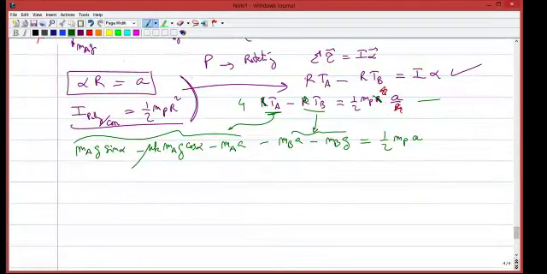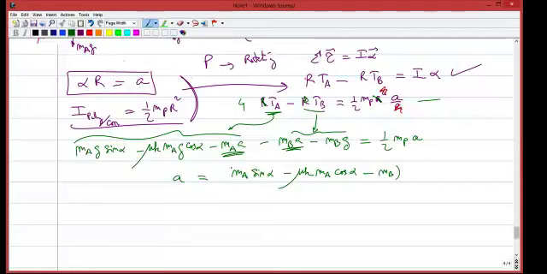Now let's solve for A. As you solve for A, move this bugger and this bugger to the right-hand side, factor out the A, divide by whatever is left, and that's it. We're done. So we have A equal to g times MA sine alpha, negative mu k MA cosine alpha, negative MB, and we're going to divide by the total inertia, which is MA plus MB plus 1/2 MP.